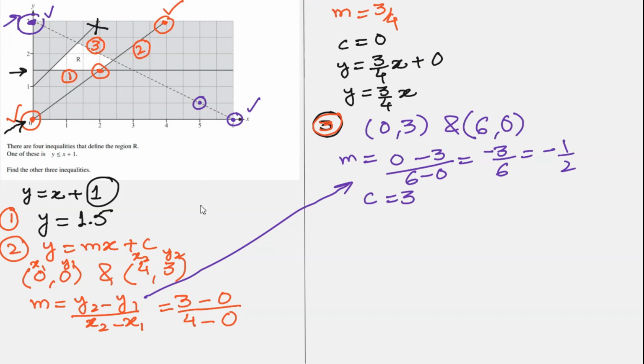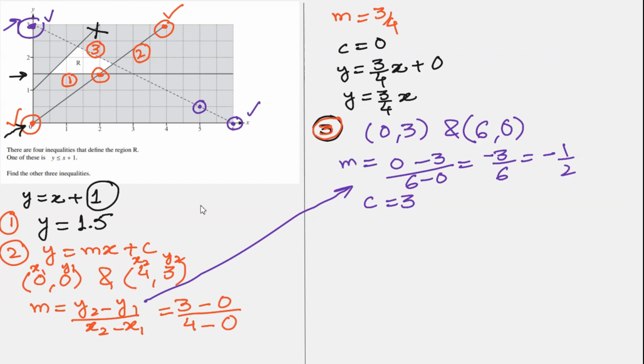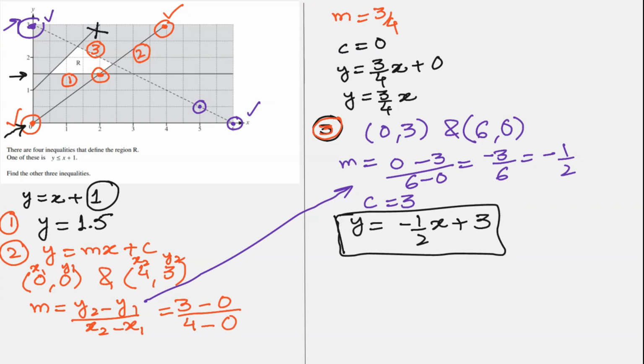So the equation for line number 3 is y equals minus 1 by 2x plus 3, y equals mx plus c. I hope you can clearly see from the graph that your line crosses the y-axis at 3. So let's now find the inequality. Step 1 is done. All 3 equations are already known.